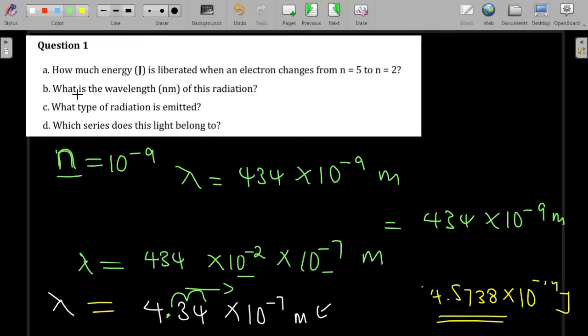Okay, but nano from the metric system is just 10 to the power minus 9, this guy. So I'll just replace this guy by nano. So it will be 434 nanometers. So this is the wavelength in nanometers. Okay, and we are done.